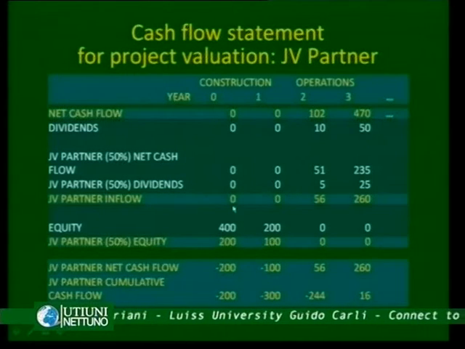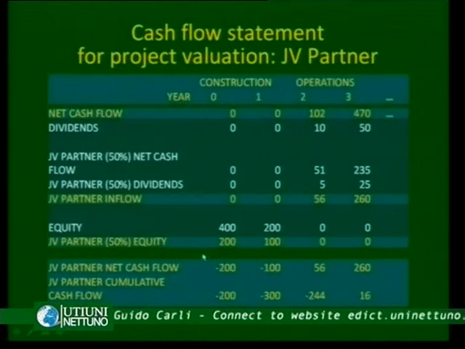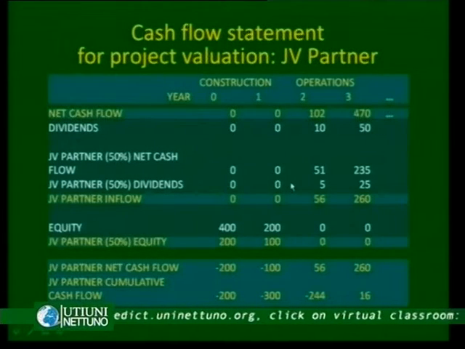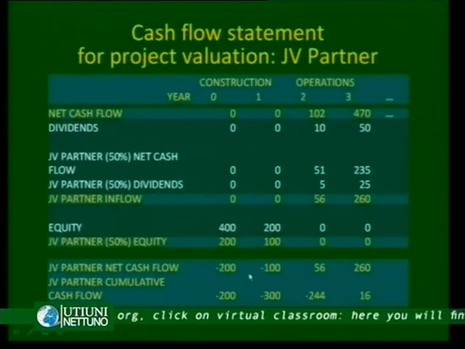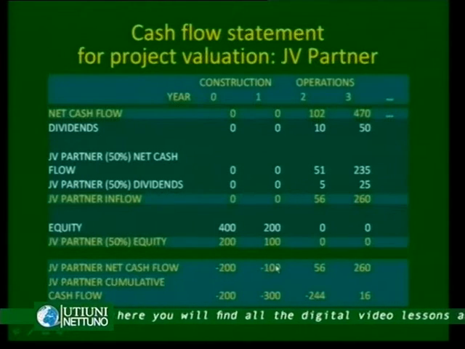So in year 0, this net cash flow is negative because there is no inflow and there is an equity investment of 200, so we have a negative cash flow for the partner of the joint venture. In year 1, again, we have no inflow for the joint venture partner, and we have an additional investment of 100. So the cash flow for the joint venture partner is again negative, minus 100, and is equal to the investment in the equity of the project that he has to make in year 1.